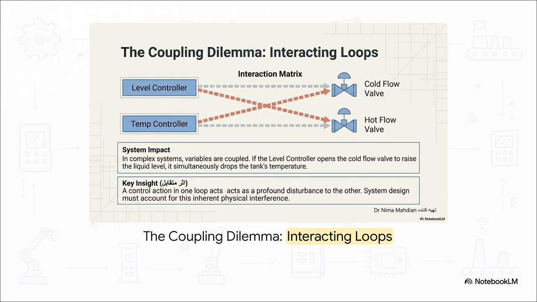Imagine you're taking a really nice warm shower, right? And suddenly, someone else in the house flushes the toilet. The cold water pressure drops, and instantly your shower becomes boiling hot. That is physical interference. In our industrial tank, if the level controller decides to open the cold valve to raise the liquid level, it accidentally drops the tank's overall temperature. So one control loop is literally acting as a massive disturbance to the other loop.